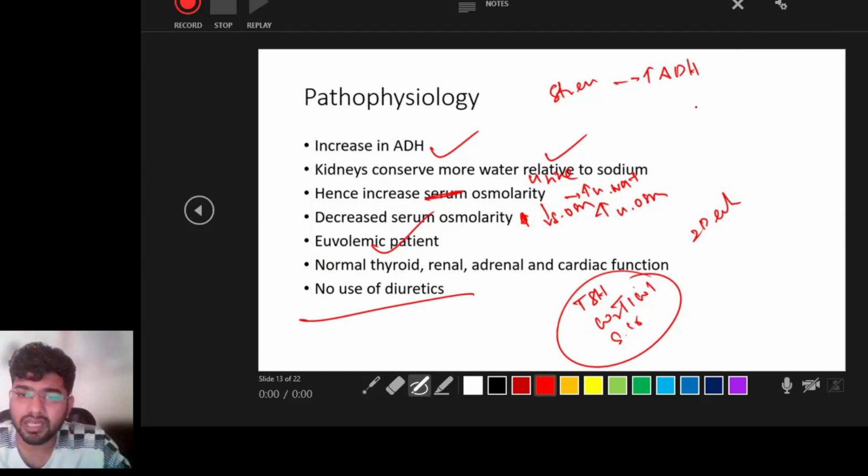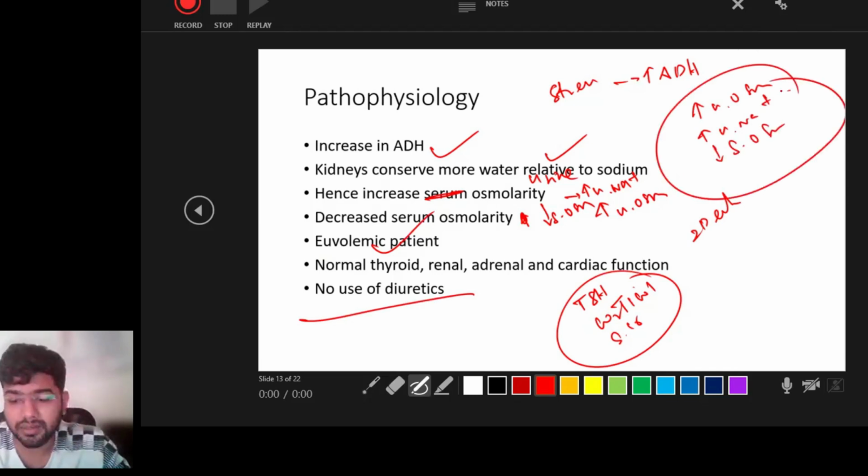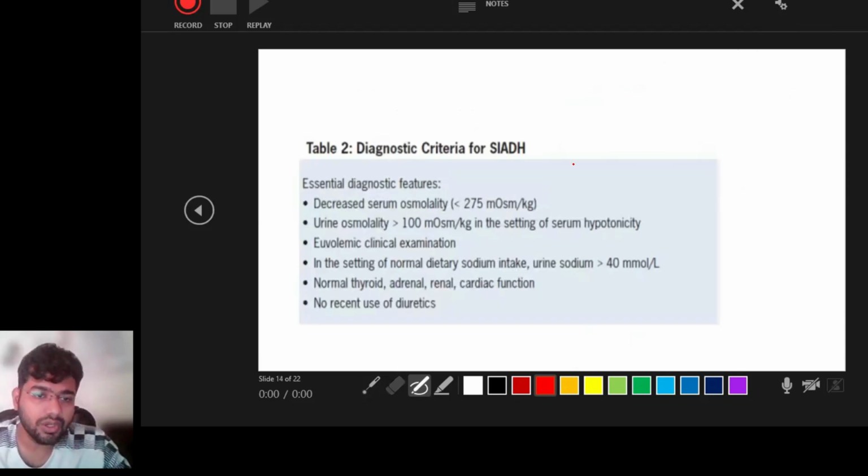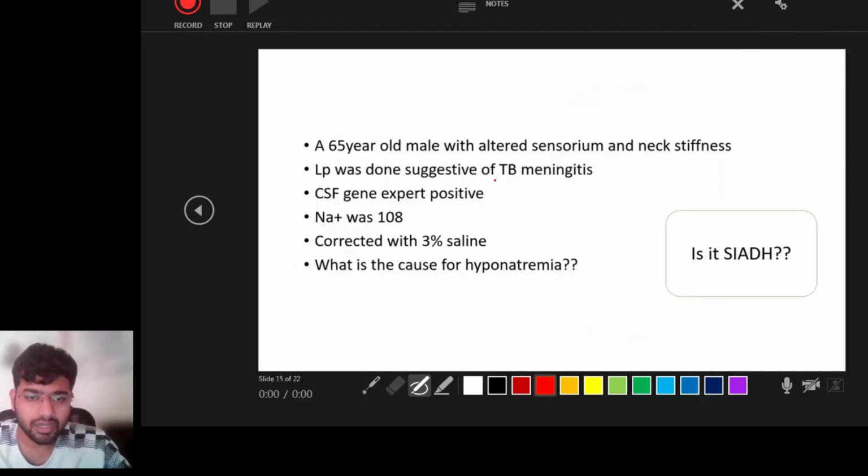Remember, there will be increased urine osmolarity, increased urine sodium, and decreased serum osmolarity. This forms the criteria for SIADH. Remember that. So, as I told, decreased serum osmolarity, increased urine osmolarity, increased urine sodium, euvolemia, normal other organ functions, and no recent use of diuretics.